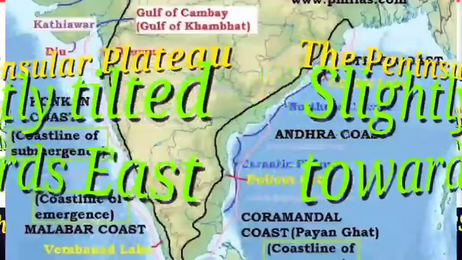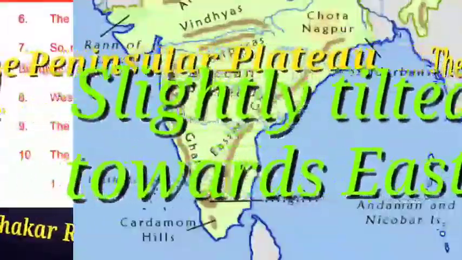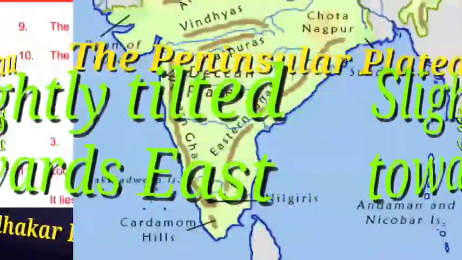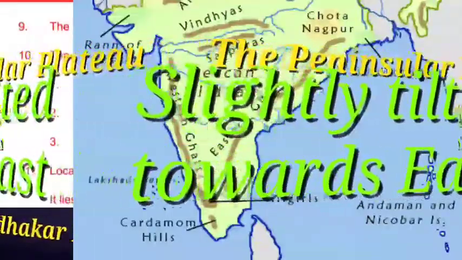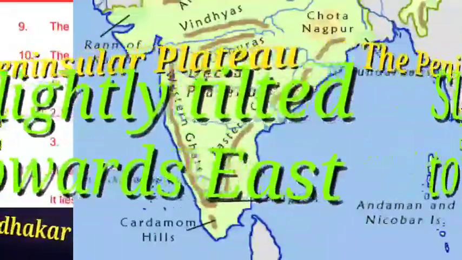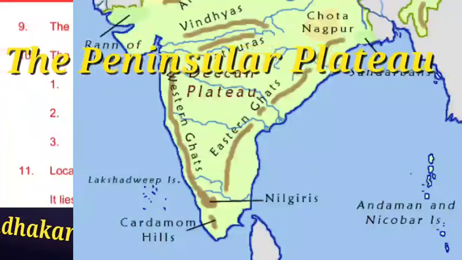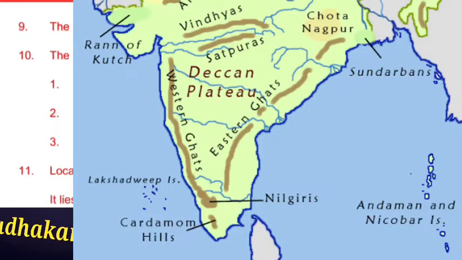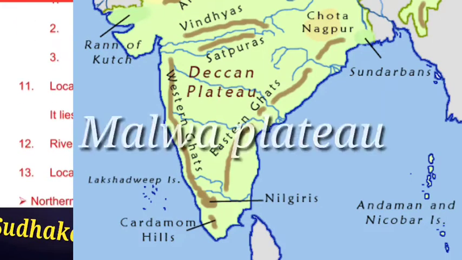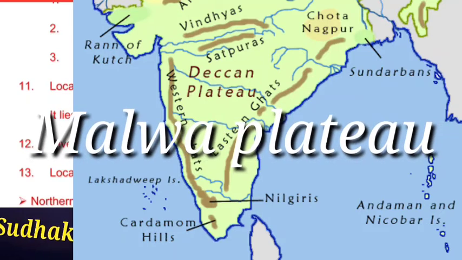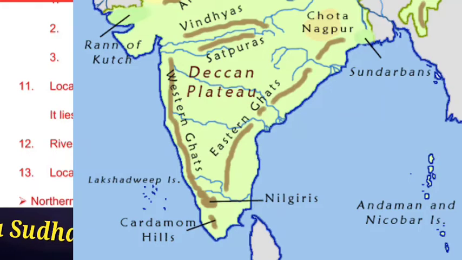The peninsular plateau consists of two broad divisions. First, the Central Highlands, known as the Malwa Plateau. Towards the east of the Malwa Plateau, the Chota Nagpur Plateau is there. And the other one is the Deccan Plateau. Location of the Malwa Plateau: it lies south of the Gangetic Plain and north of the Narmada River. The rivers of this region are not perennial, they are rain fed only.